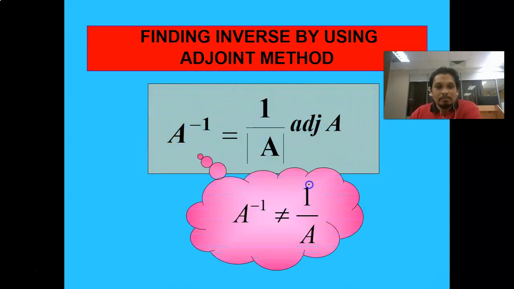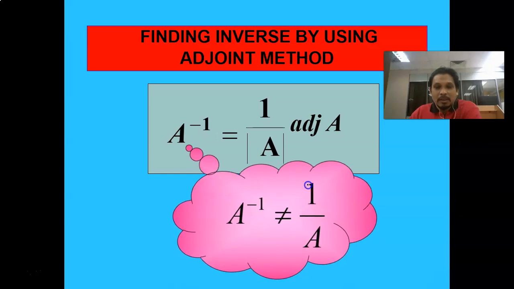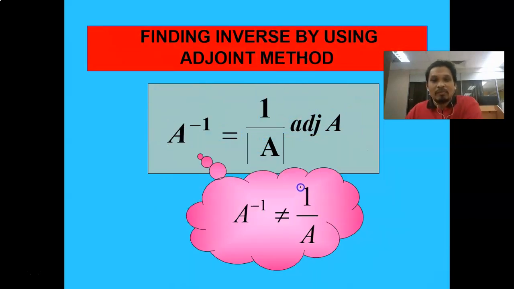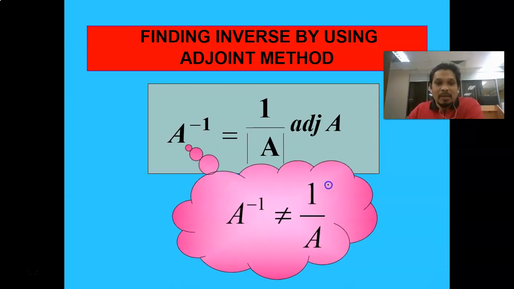Now, class, as we discussed in algebra, A power of negative 1 is 1 over A, but it's not applied to matrices. It's different. The inverse is 1 over the determinant multiplied with the adjoint of A.